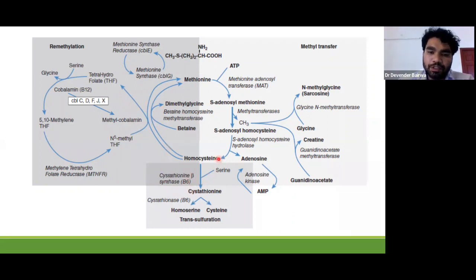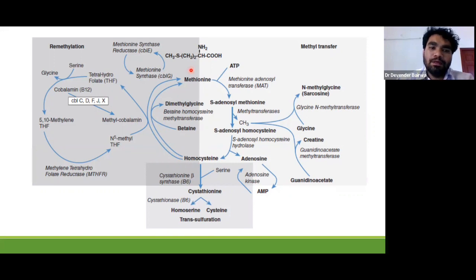So there can be conditions which are inherited, genetically associated with homocystinemia, and there can be acquired defects. For example, deficiency of vitamin B12 can lead to high levels of homocysteine. Deficiency of folate can also lead to high levels of homocysteine. What happens is this methyl tetrahydrofolate provides its methyl moiety to cobalamin to form methylcobalamin. Then this methylcobalamin provides its methyl moiety to homocysteine to form methionine, right?